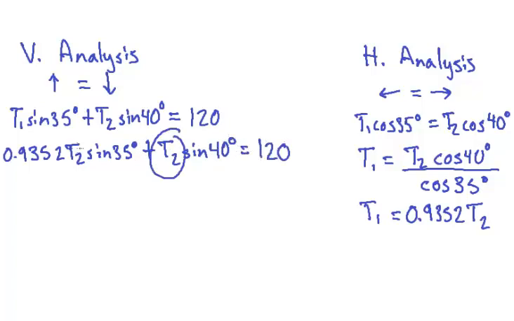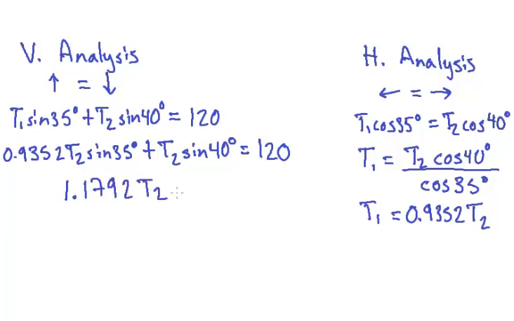Now, if you notice, I have two variables, yes, but it's the same variable. So they are like terms. If they are like terms, that means I can add those things. I can simplify like terms. 0.9352 sine 35 plus sine of 40. I just need to put that in the calculator, and I'm going to get an answer that's going to simplify the exercise for me. So if I add those things, I will get 1.1792.